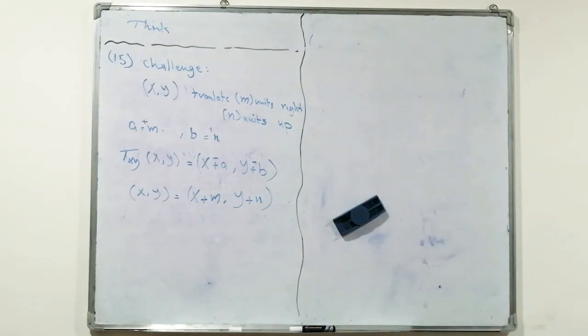This is the figure of the point after the translation, m units to the right and n units up or upward.